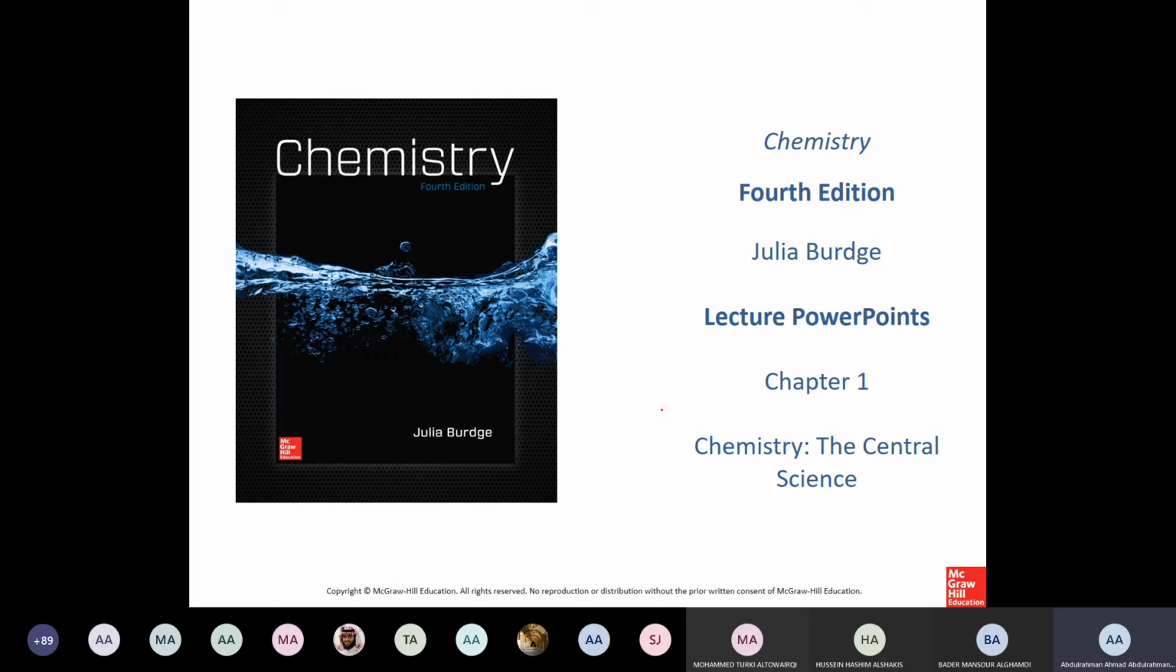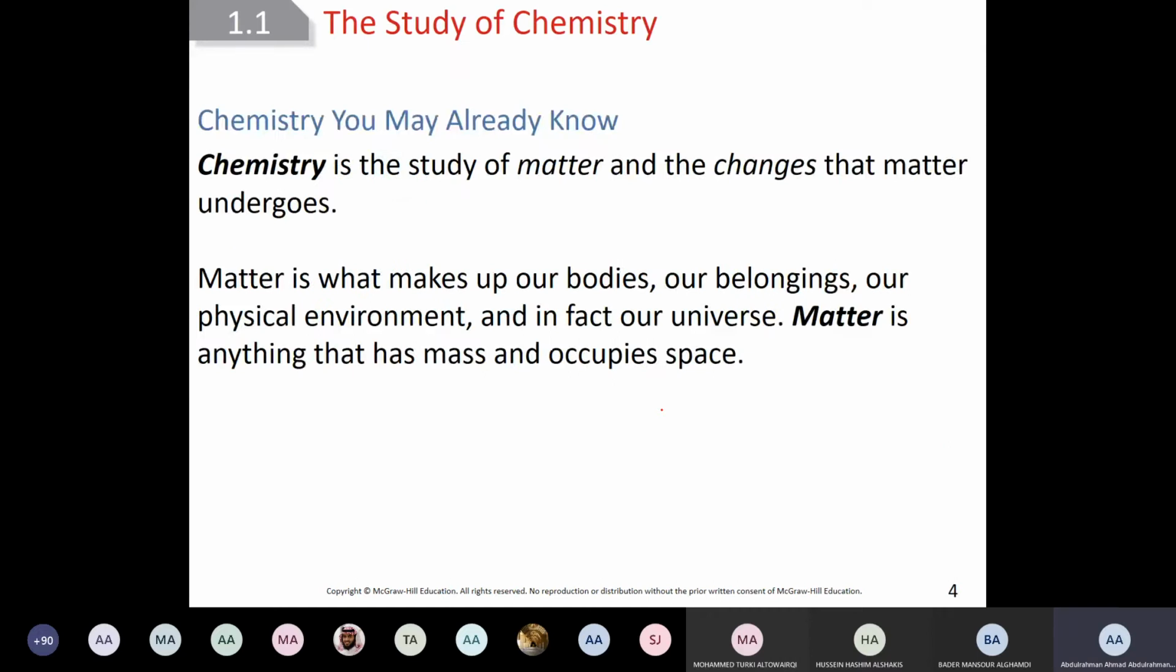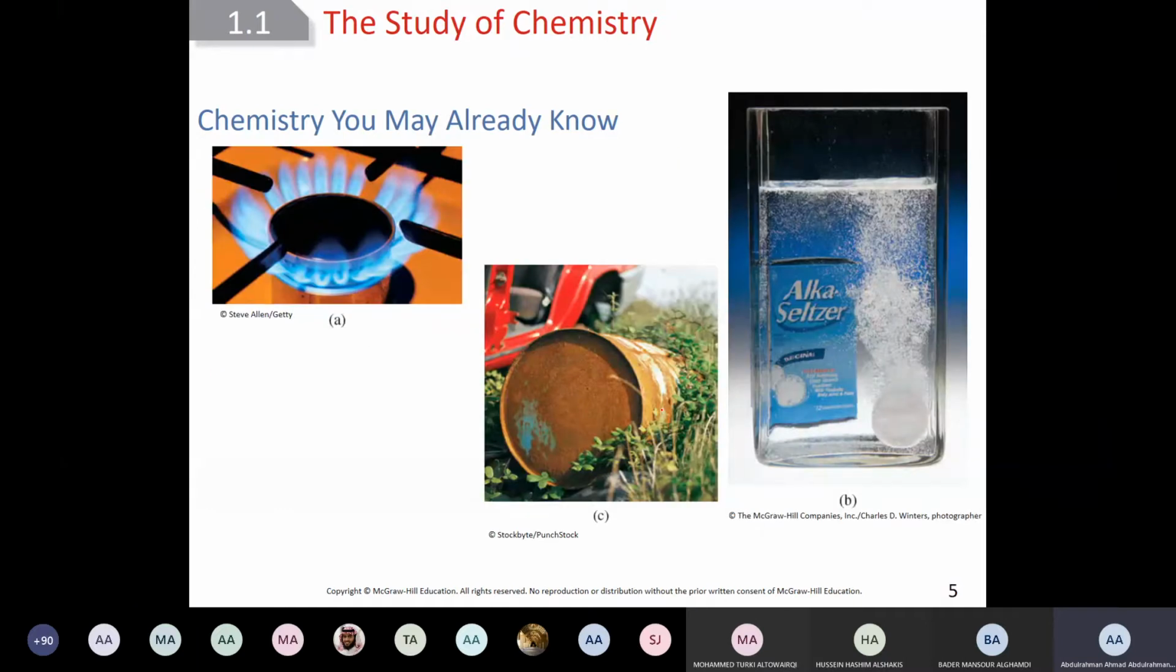Last time I talked very quickly about matter. What's the meaning of matter? Anything that has weight, takes up space, and has a mass. Good. Matter consists of what?